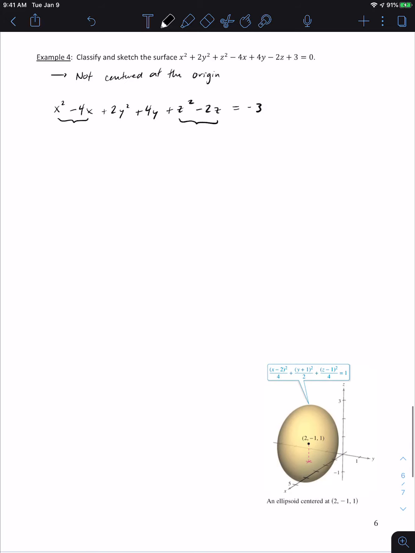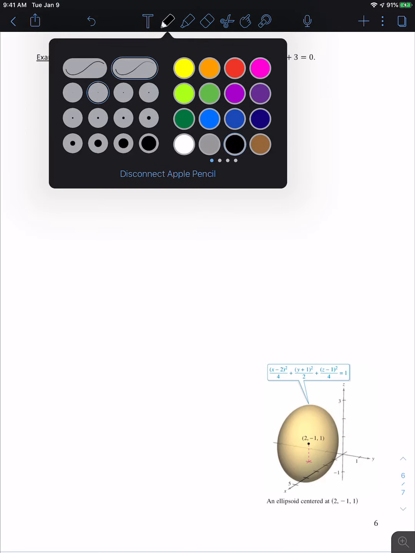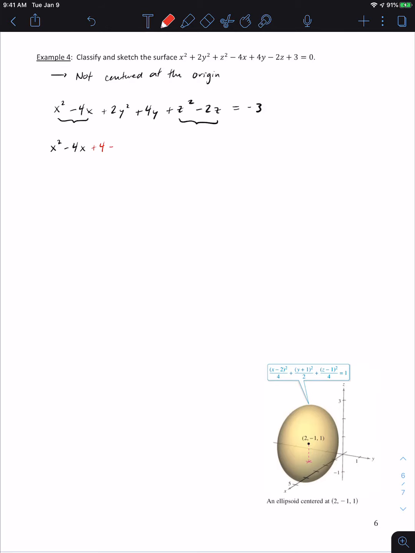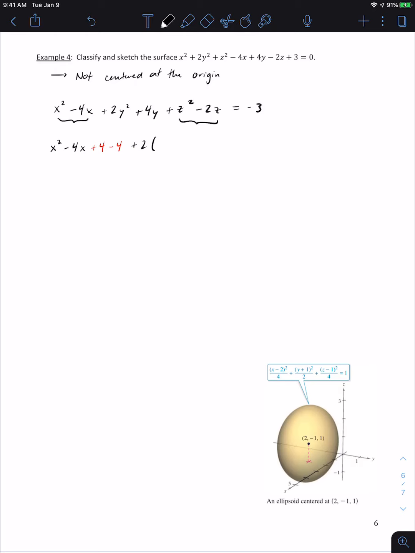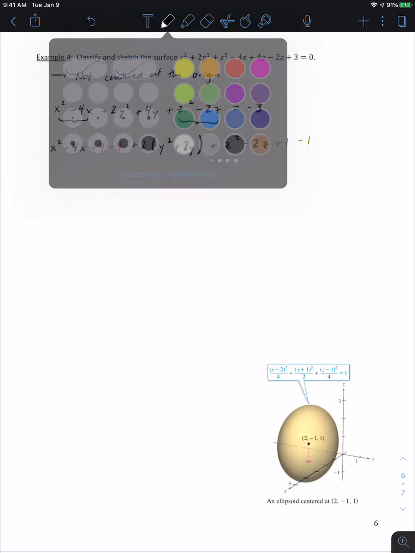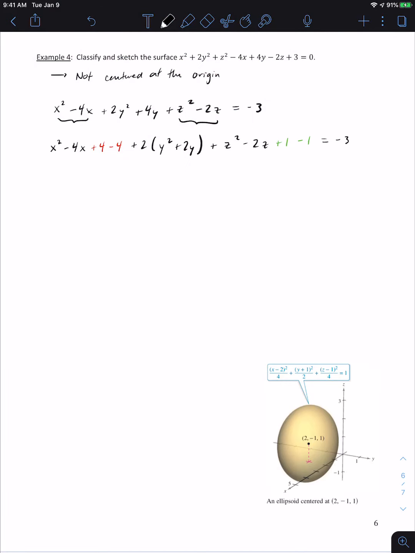Okay, so let's complete the square for the x's. In order to do that, I get x squared minus 4x. I take half of negative 4, which is negative 2, and I square it, which is positive 4. So I'm going to add 4 and subtract 4 to keep it balanced. Now I'm going to factor out a 2 from here, so I get y squared plus 2y, because I can't complete the square until it looks like that. And now I'll complete the square with z, so I get z squared minus 2z. Then I take half of negative 2, which is negative 1, and I square it, which is positive 1. So I get plus 1 minus 1 to balance that, and then equals negative 3.